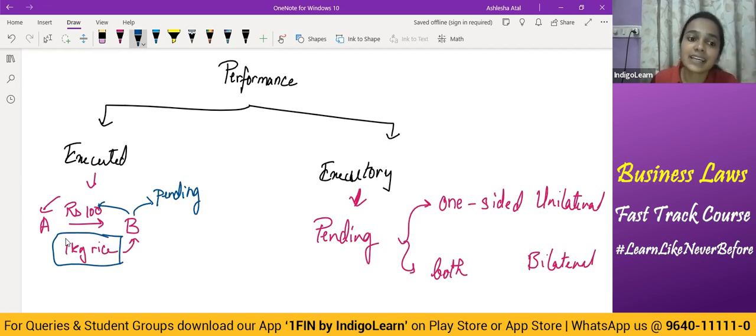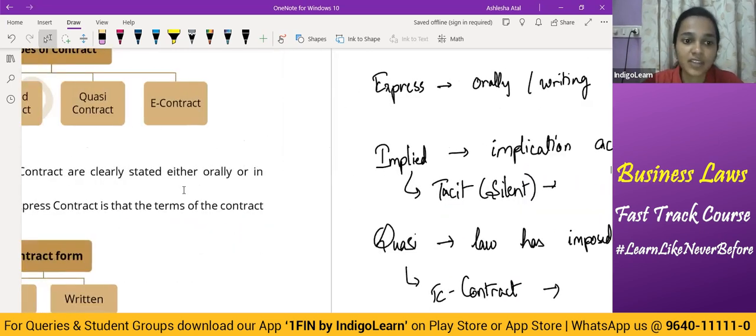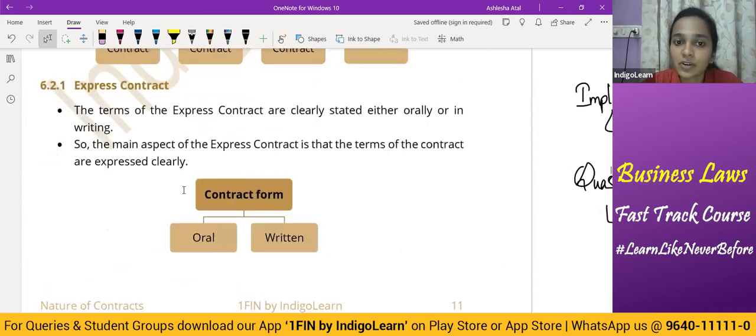Or say it is a case wherein both A and B have to perform their respective obligation. A also did not supply the rice and B also has not made the payment yet. So in that situation, it is a bilateral contract wherein the performance of obligation is pending from both the ends. Both the parties have not yet performed their part of the contract or their obligation. Is this clear? Are you all clear? So with this, we have understood all the types of contracts. Are you all clear with all the types of contracts?